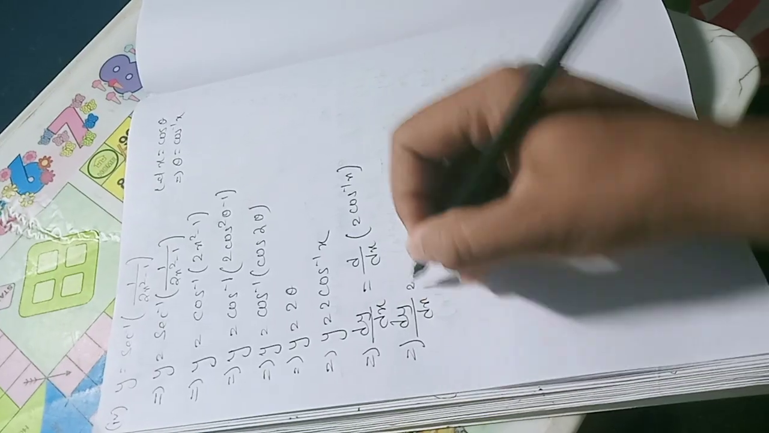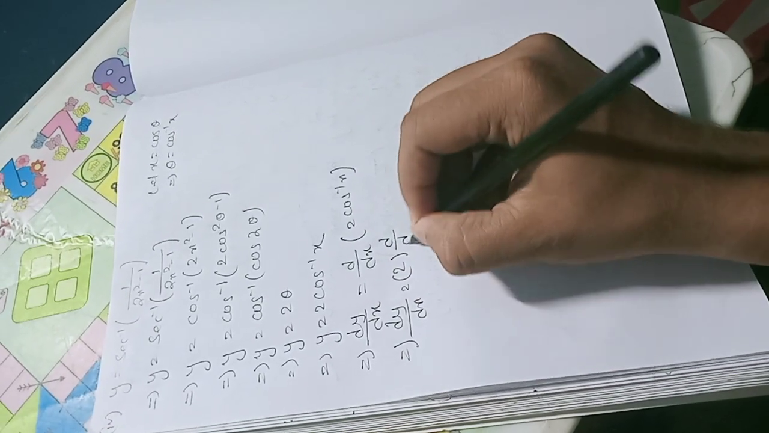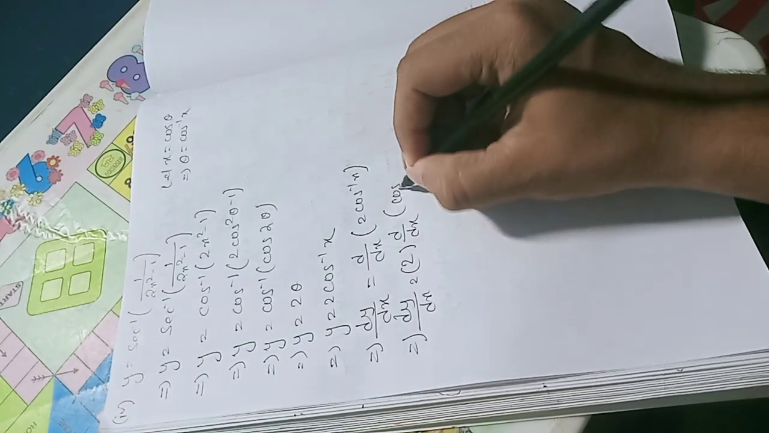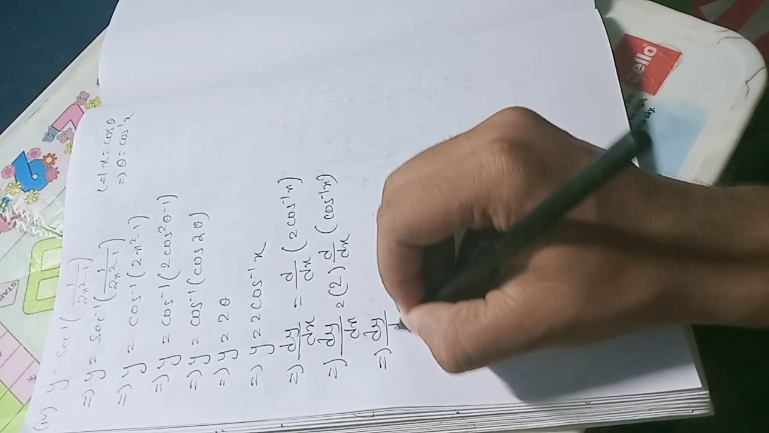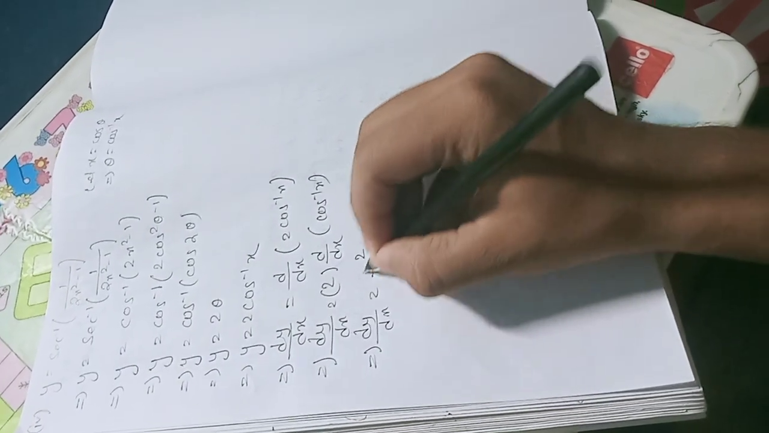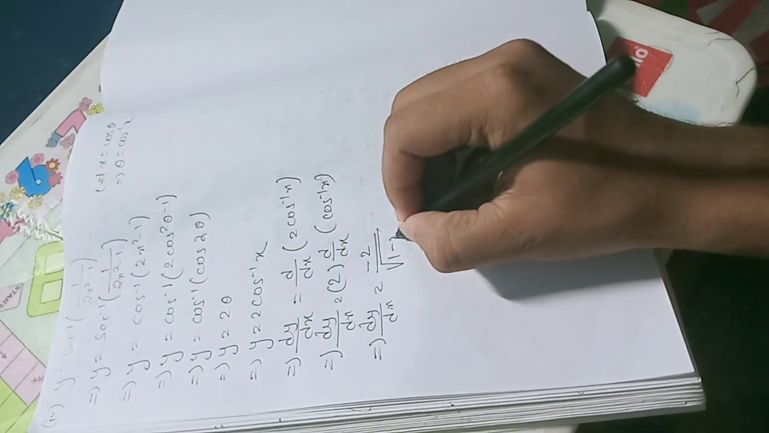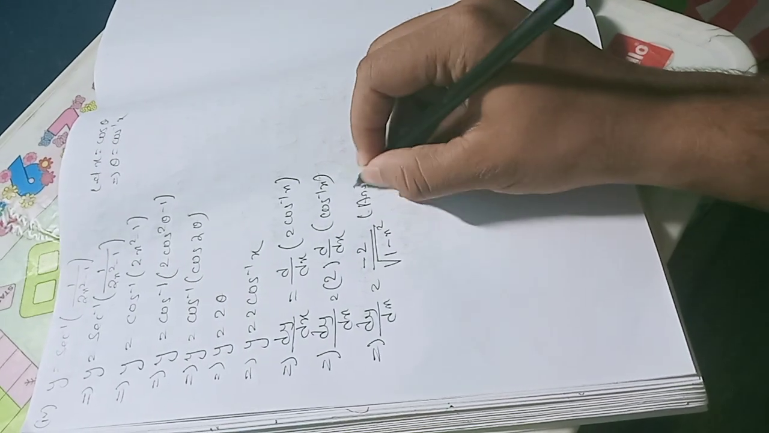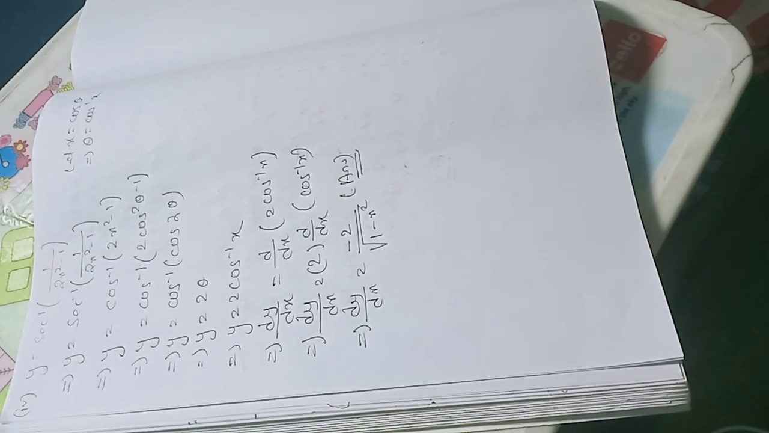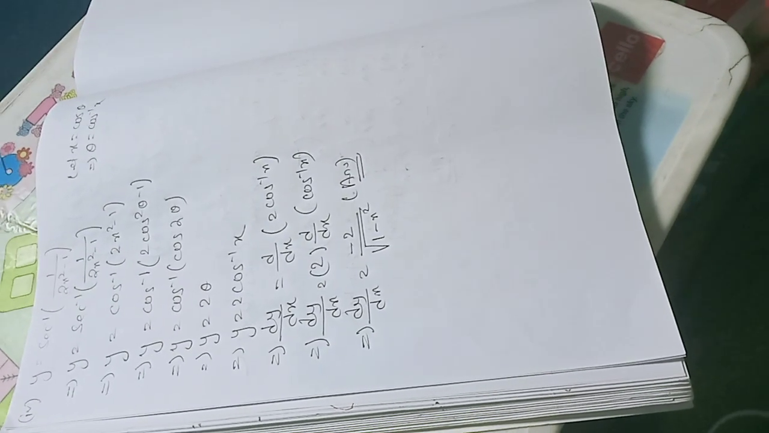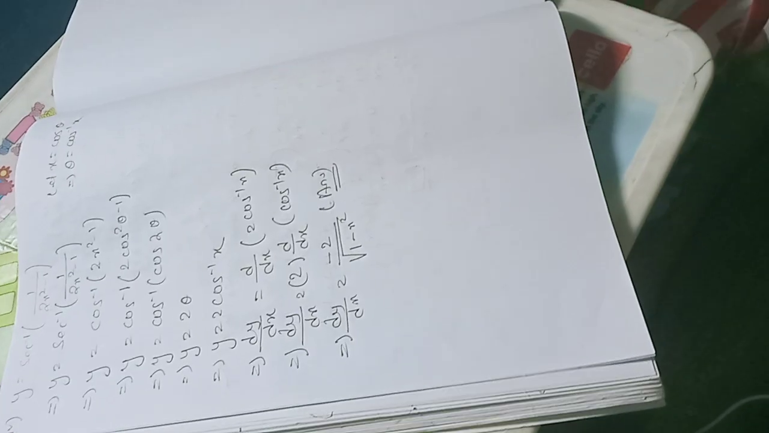dy by dx is equal to 2 dy by dx of cos inverse x, and dy by dx is equal to minus 2 by root 1 minus x square. This is the final answer. Write it clearly. After that I will solve some proof type questions. Okay, read the next question. This is a proof type question.